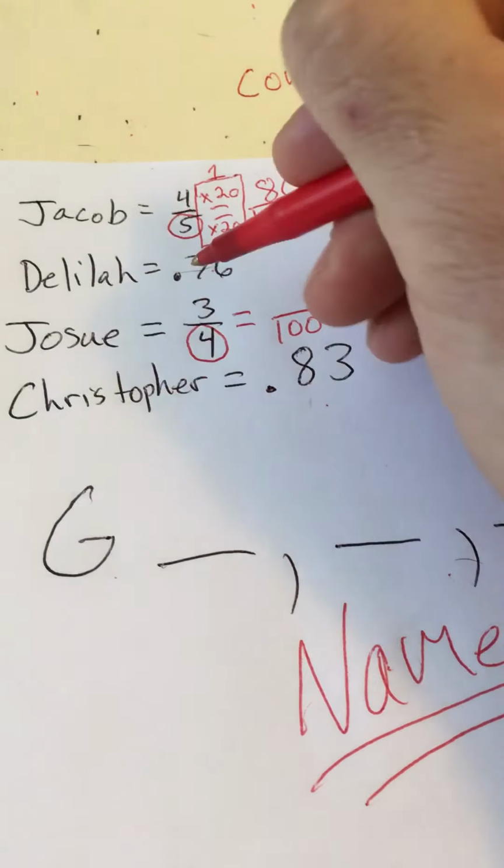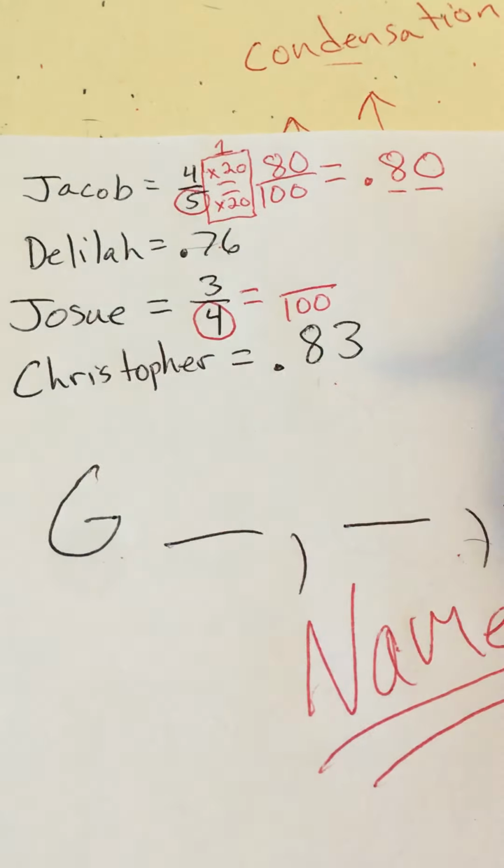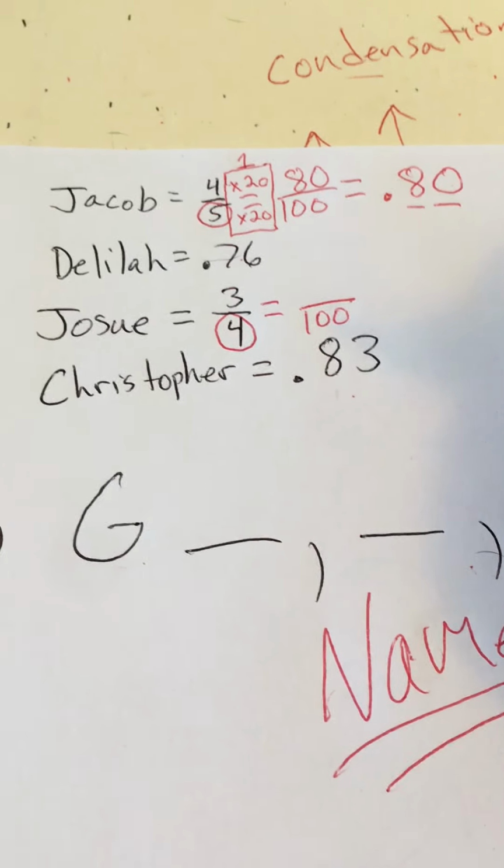So Jacob ate 80 hundredths, Delilah ate 76 hundredths. We don't know about Josue yet, and Christopher ate 83 hundredths.